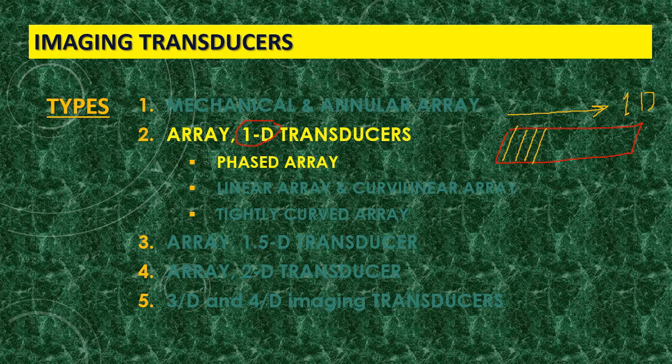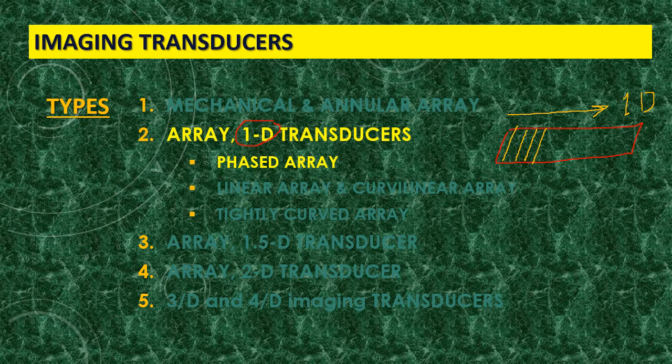Later on, we'll know that there is something called 1.5D. 1.5D is what? The same plane cutting here, but then there are different rows. So here we have multiple columns, but one row. If we have 1.5D, what happens? I have multiple columns and multiple rows, but the rows are of a different number. They are less in number compared to the columns. That's why we call it 1.5D. I will discuss this later in detail when it comes to the 1.5D and also the 2D transducers.